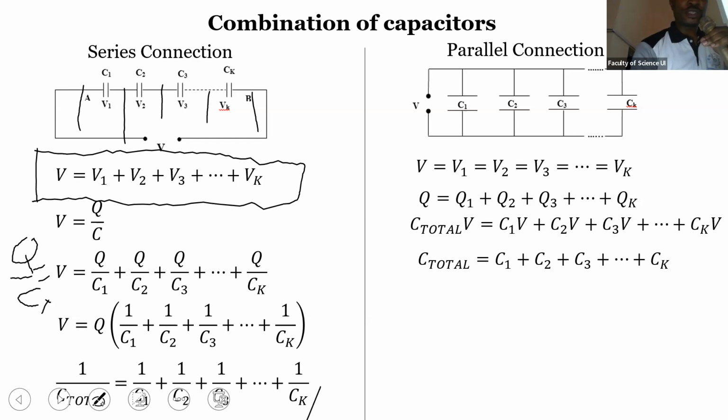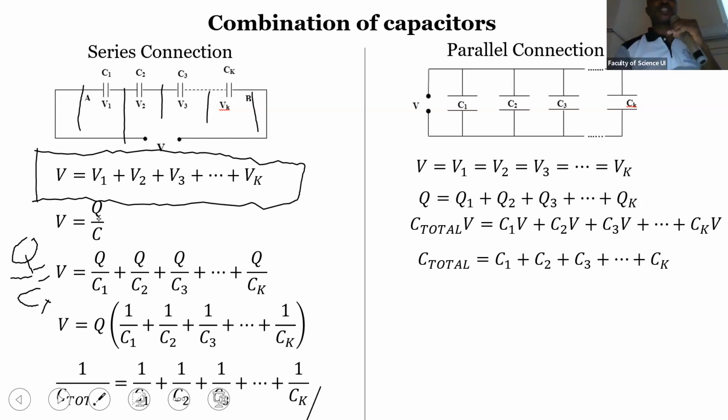Then when we come to this particular equation, Q is common. We bring out Q multiplying 1 over each of the capacitance. And in the long run, we'll be having 1 over C total being equal to 1 over C1 plus 1 over C2 plus 1 over C3 plus 1 over C4, so we get there.